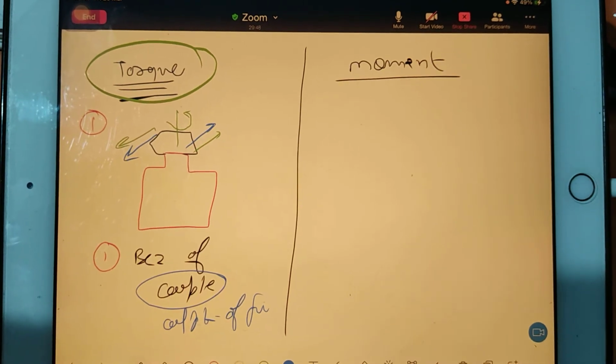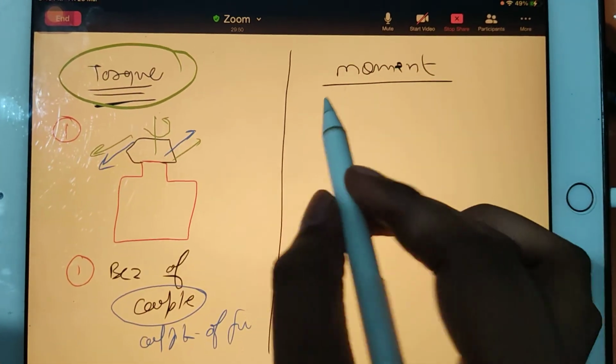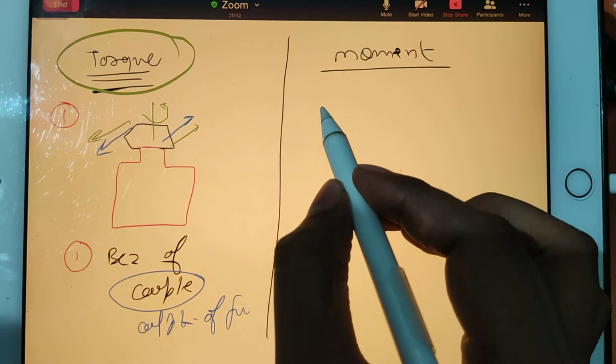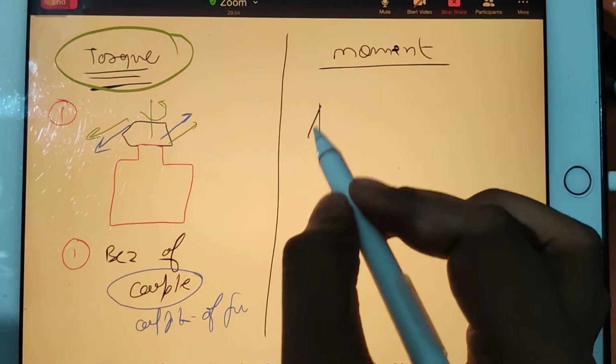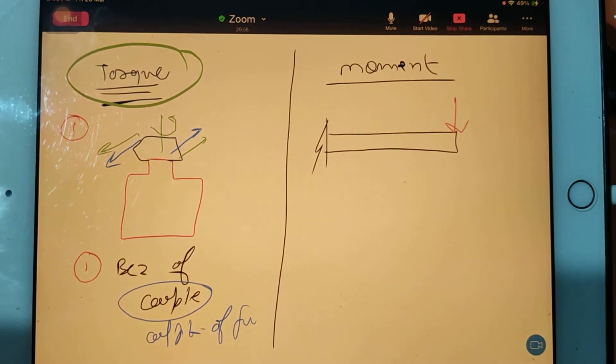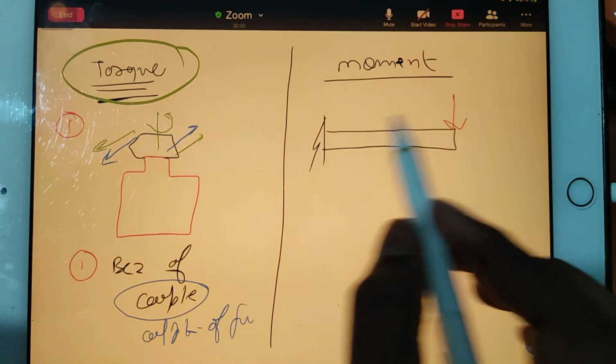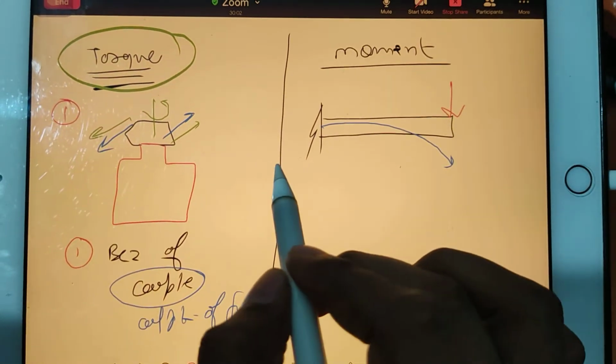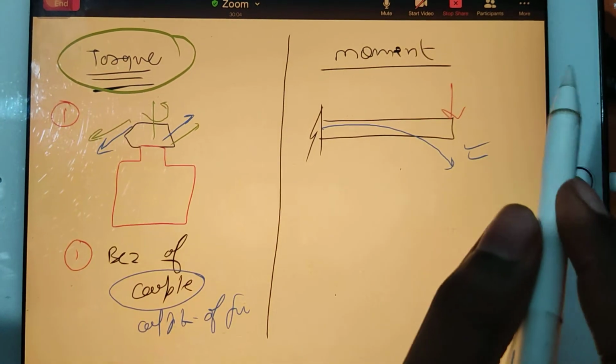But in case of moment, it is not like that. In case of moment, you can just imagine you have a cantilever and here you have a beam and you are applying one force here. Because of this force, this beam is bending like this. So here, this is the moment.